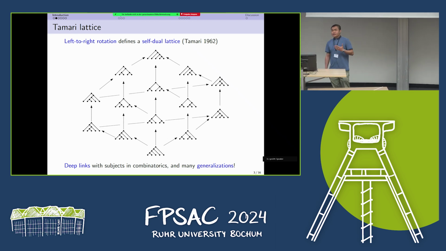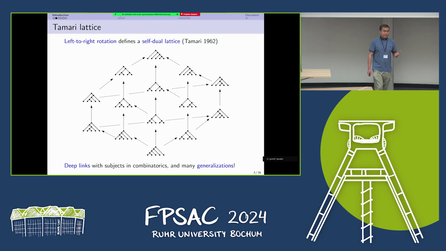And other than its nice symmetries, it also has deep links with other objects in combinatorics, as we have already seen in previous talks. For example, associahedra and weak order. And due to all these connections, it also has many generalizations.